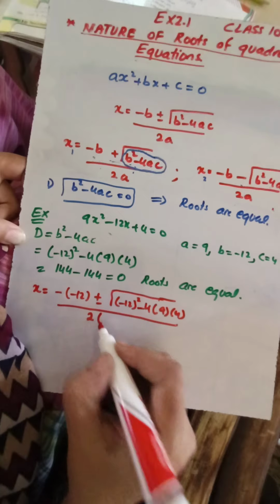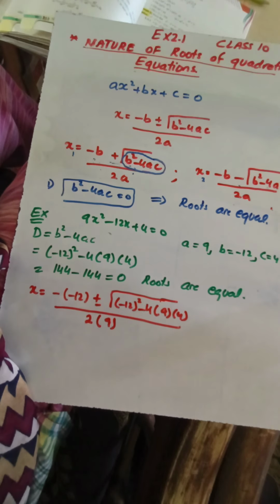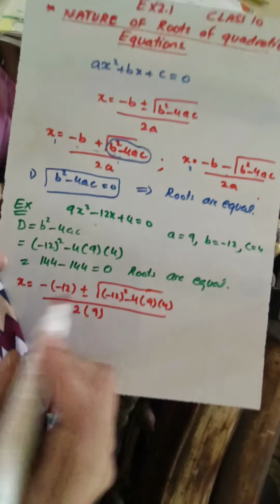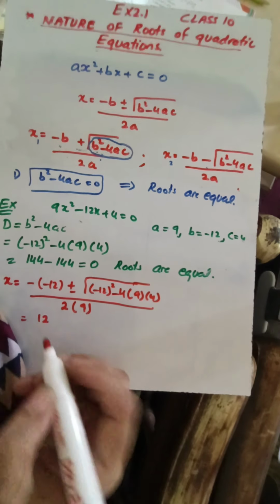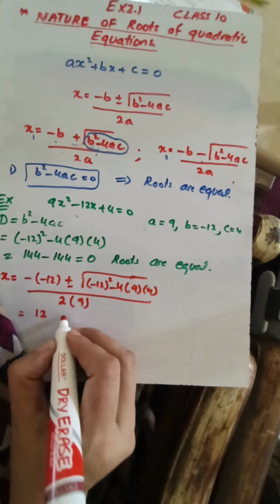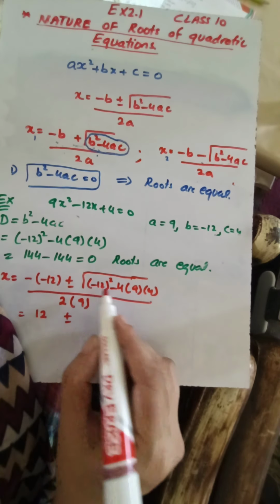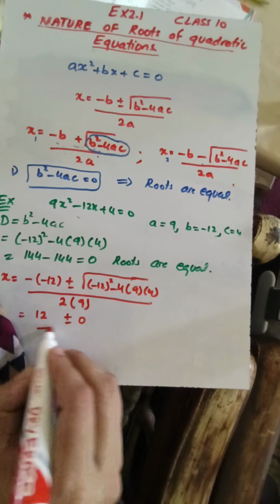Over 2 into a, that is 9. Now this will be equal to 12. Okay, and plus minus, as the discriminant is 0, this whole factor will become equal to 0, and under root 0 is also 0.